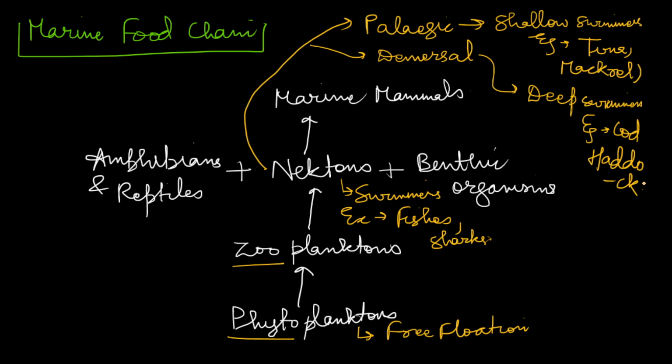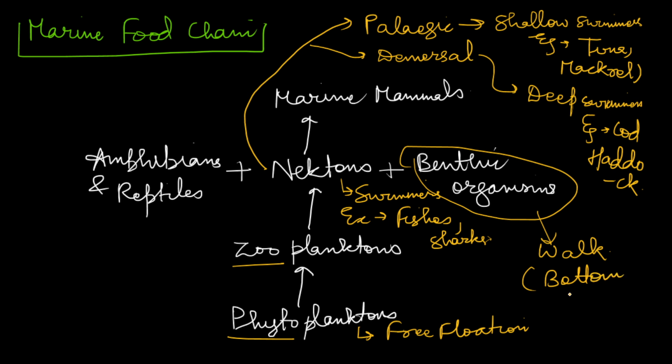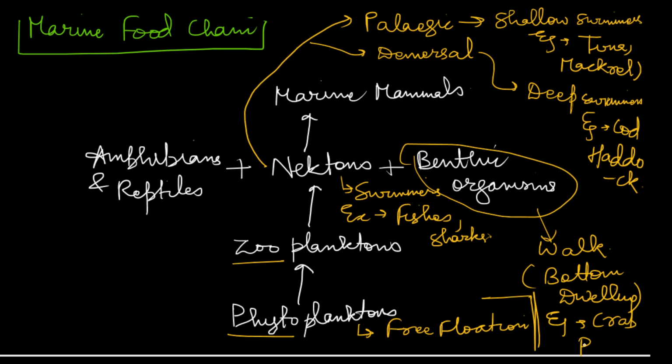This was about nectons. Now we all know that amphibians and reptiles are present in oceans. We will not discuss that much about them. And what are benthic organisms? These benthic organisms are bottom dwelling. They walk on the bottom surface. For example, crab, prawn. Free floating is different. These are all types of benthic organisms.